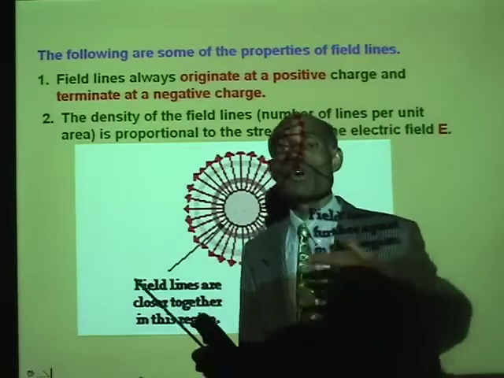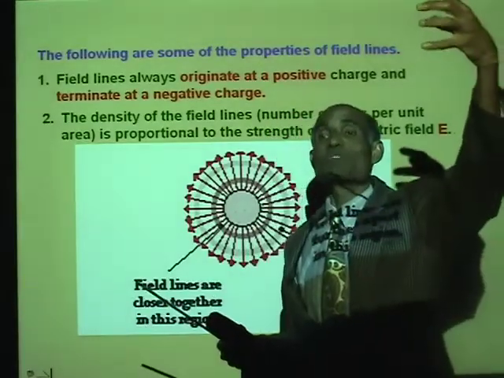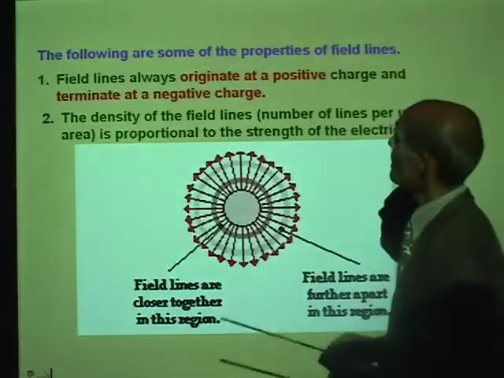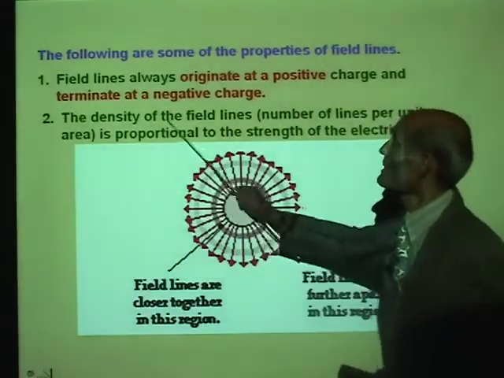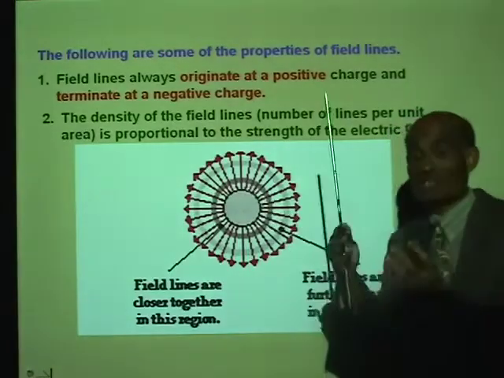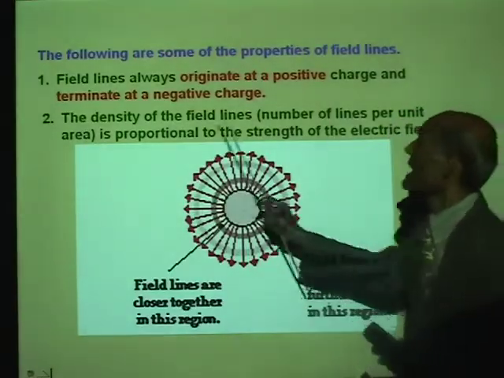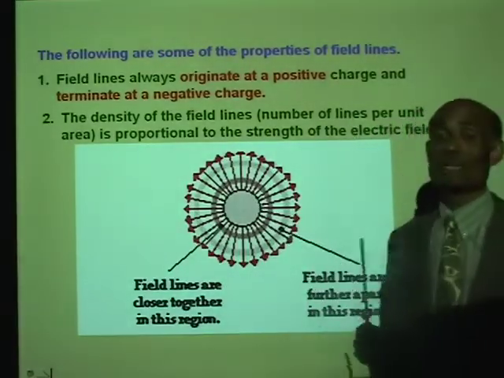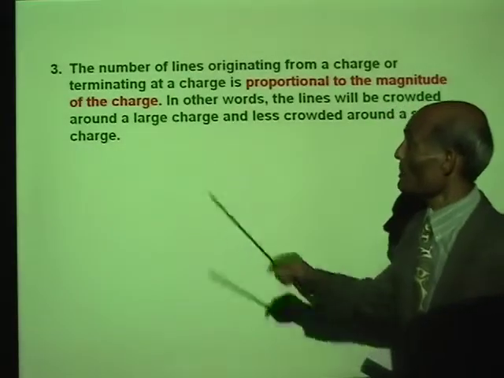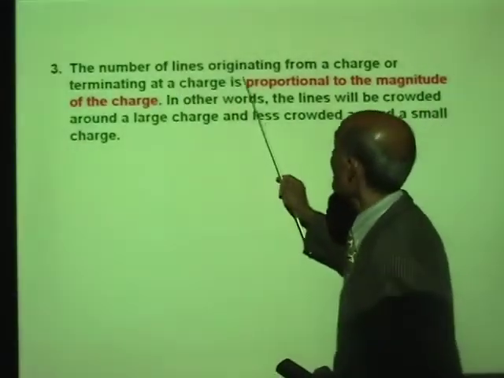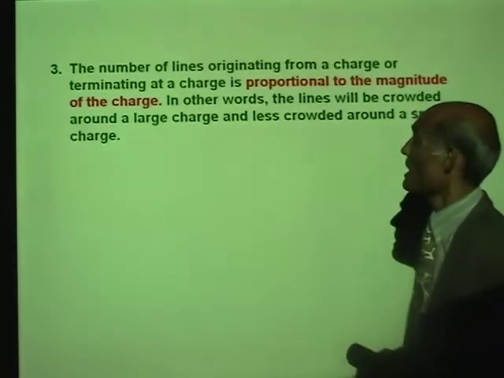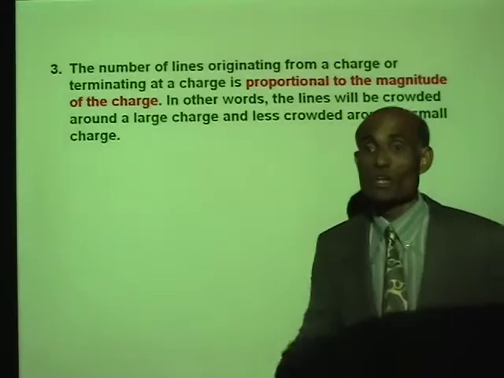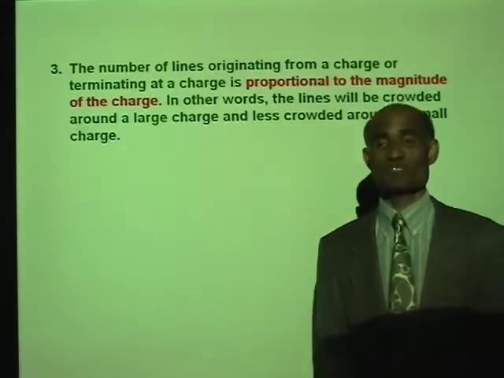Just like if you go away from the earth, the gravitational pull on you will become less and less and less. Okay, so property number 2, the density of the field lines, in other words, how close they are, or the number of lines per unit area, is proportional to the strength of the electric field E. Property number 3, the number of lines originating from a charge or terminating at a charge is proportional to the magnitude of the electric charge.